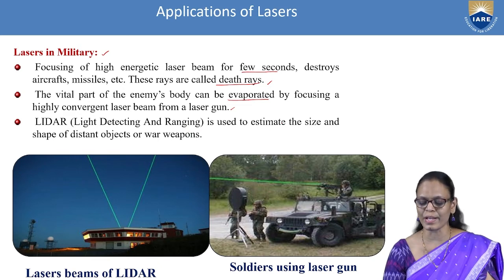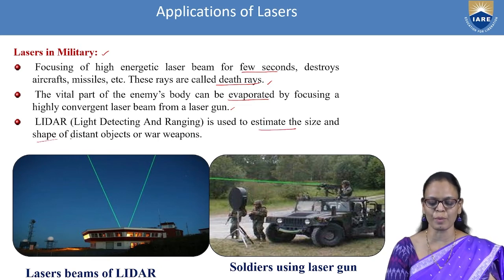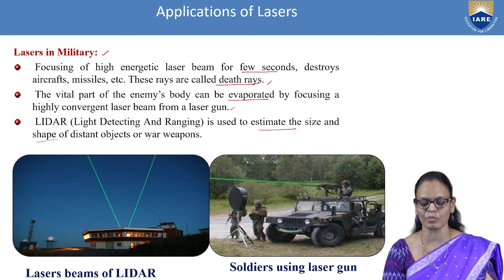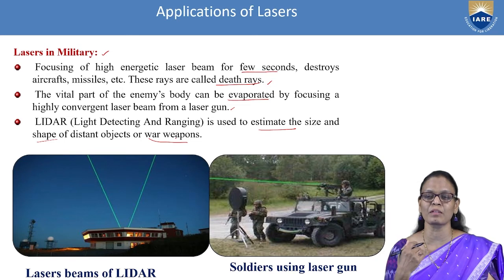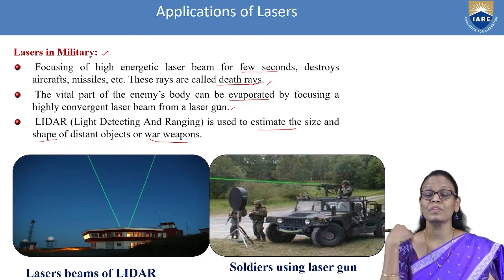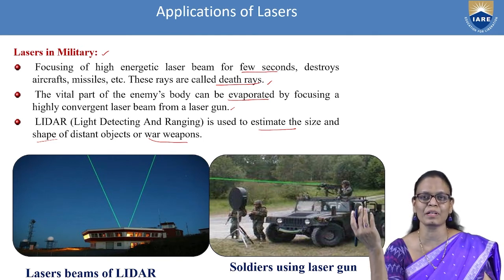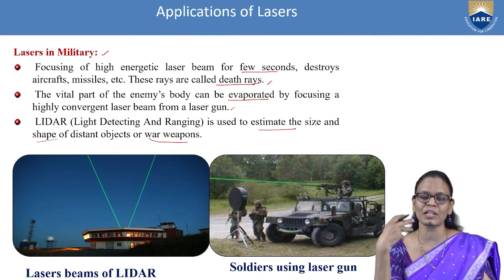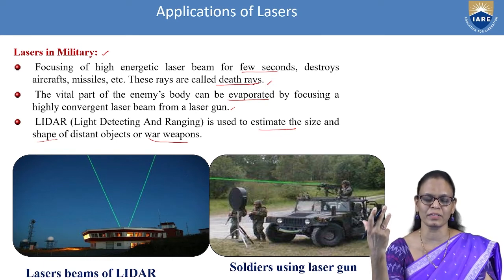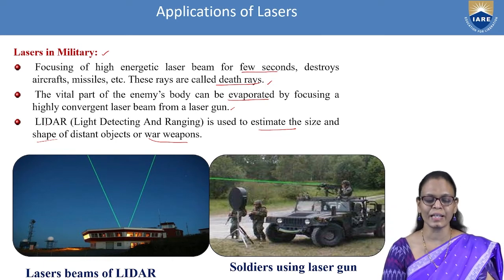This is used to estimate the size and shape of distant objects or war weapons. So when there is a war going on and there are weapons that are sent from the enemy's side, if they have to know where they are stationed, what type of weapons they are using, what is the size of the weapons, shape of the weapons, so that they can counter attack them. So they are using these LIDARs. LIDAR means light detection and ranging.